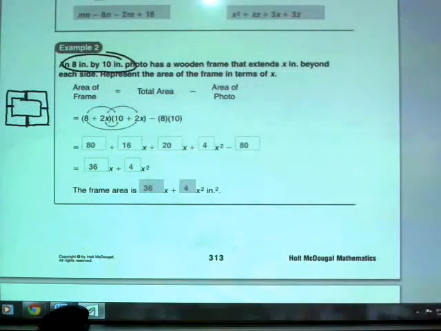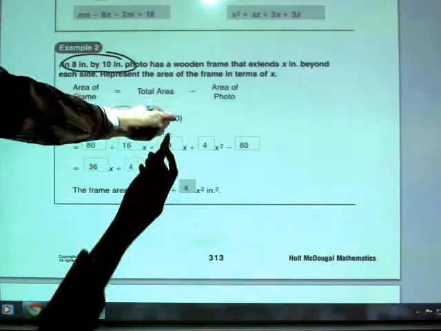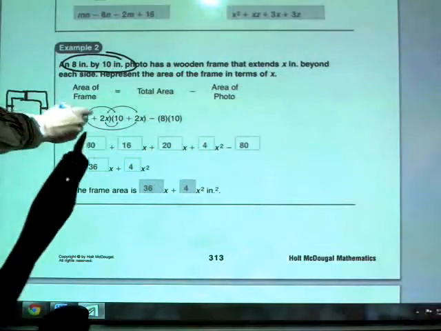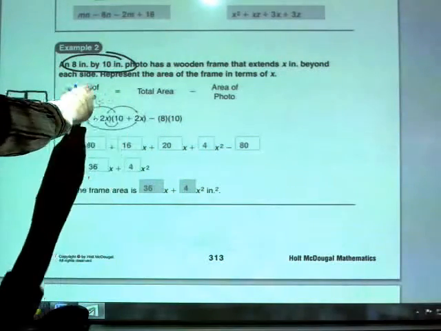As you can see, they're subtracting off the area of the photo. That's easy. The photo is 8 by 10, so they're subtracting off 80. What's left is going to be the polynomial expression for the area of the frame piece. So we have to go through the process of foiling this expression, 8 plus 2x times 10 plus 2x. Now the nice thing is that's already been written with all pluses or positives.